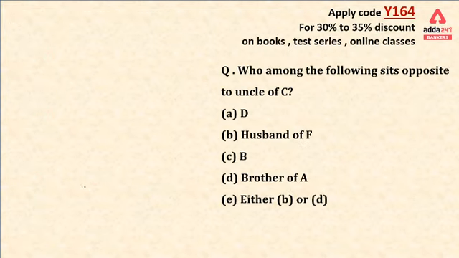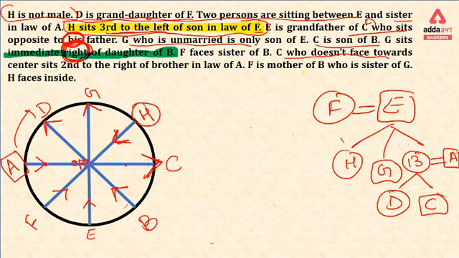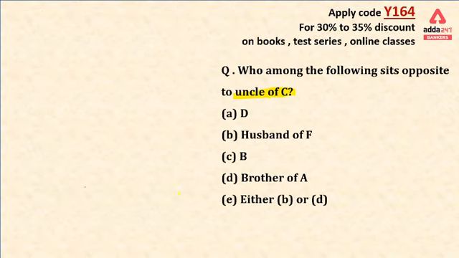So coming to the question, it is asking who among the following sits opposite to the uncle of C. Let's have a look. Uncle of C: C is here, and the uncle of C is G. Who sits opposite to G? That is E. That will be the right answer.